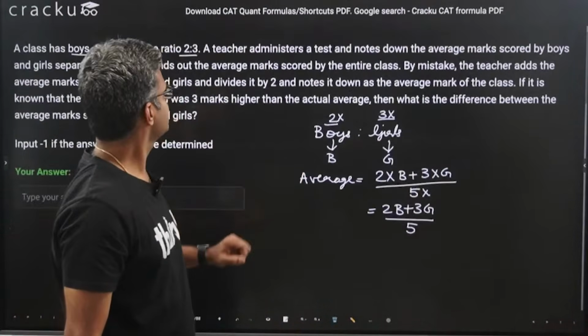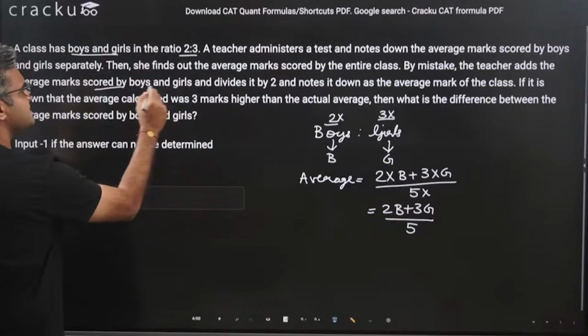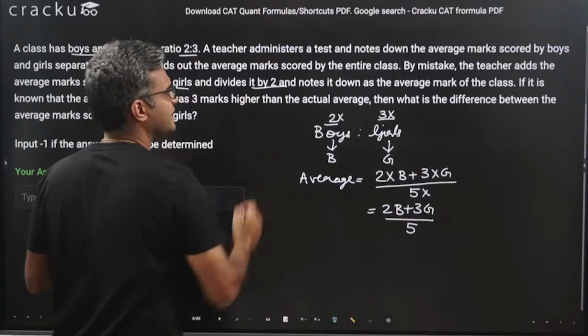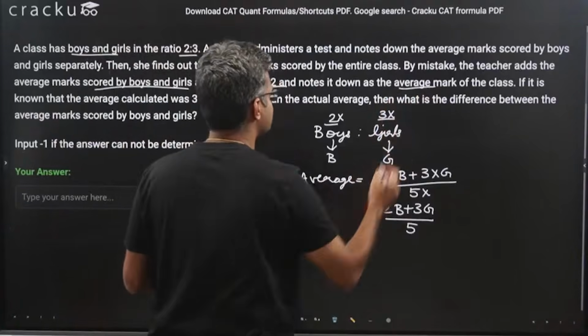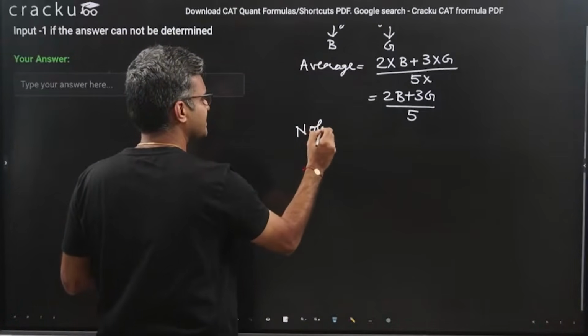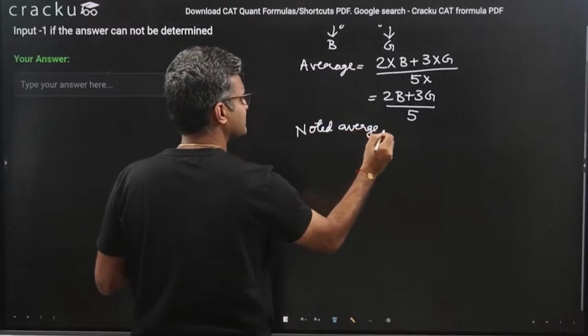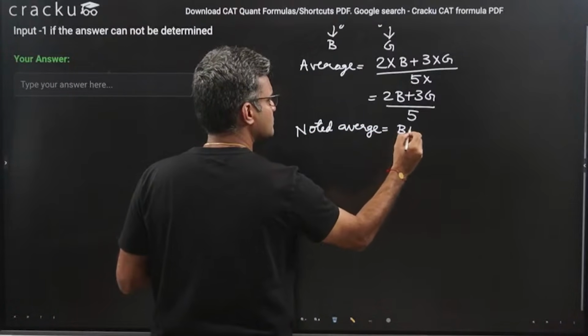But the teacher made a mistake. The teacher adds the average marks scored by the boys and girls and divides by 2, and notes it down as the average mark of the class. So the noted average, which is not the right average, is B plus G by 2.